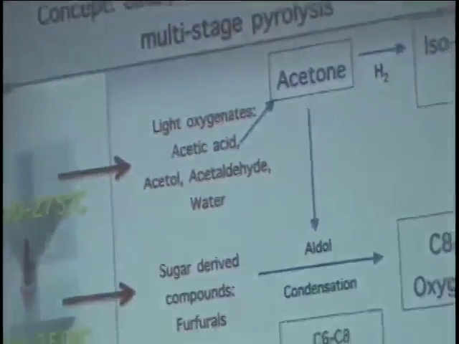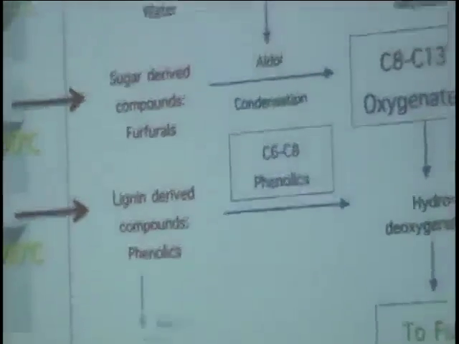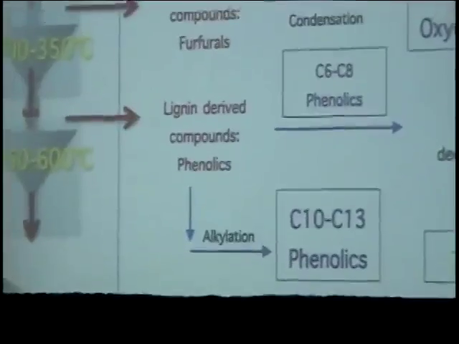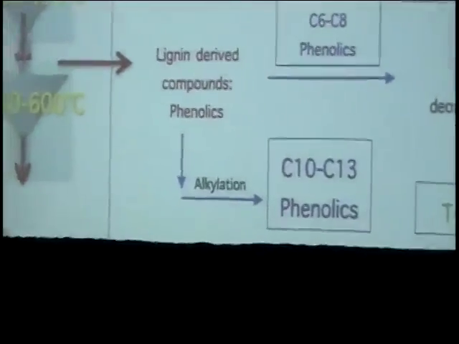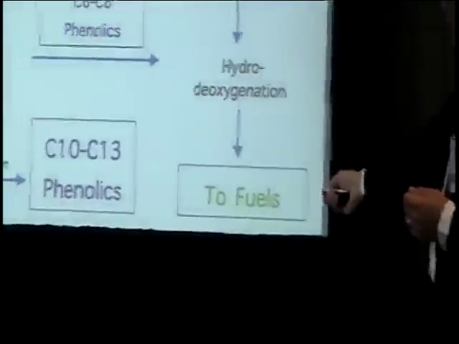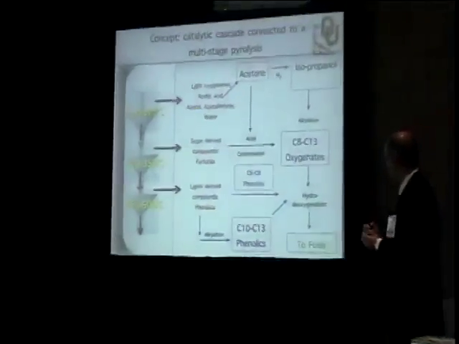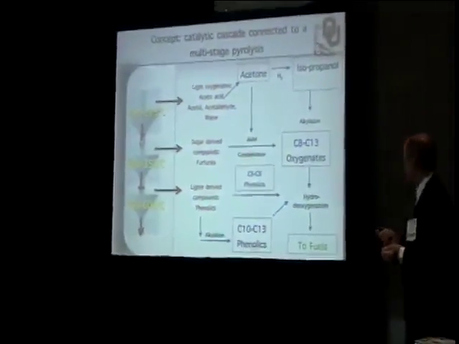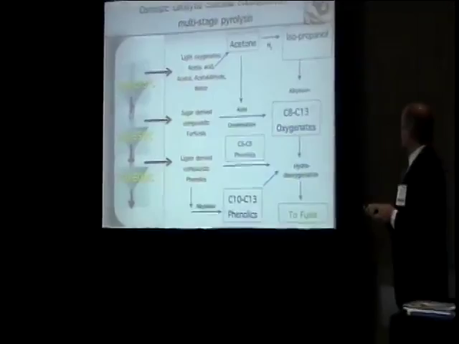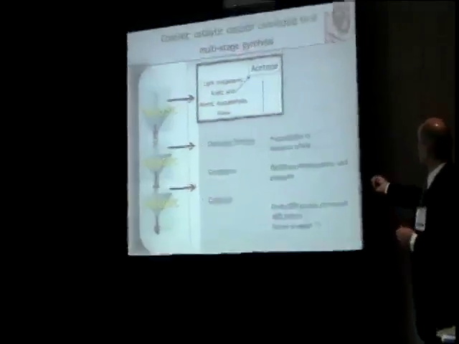Another option is to hydrogenate the acetone selectively to isopropanol, and this is another work that we have done recently. Isopropanol is a very good alkylating agent that you can combine with the phenolics before you go to hydrodeoxygenation. But today I'd like to talk about this part.